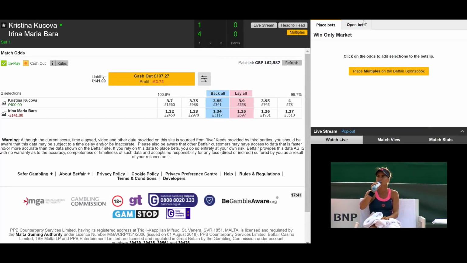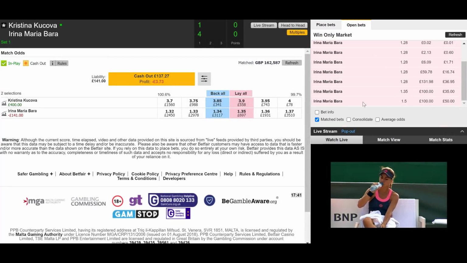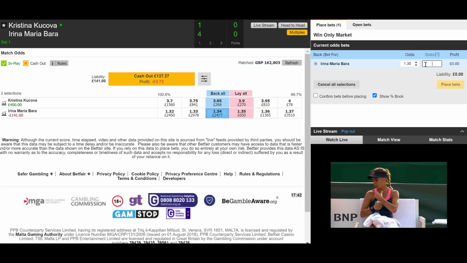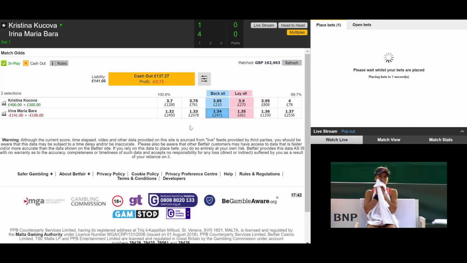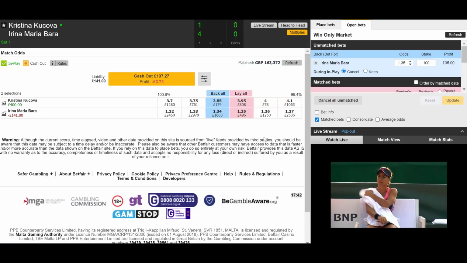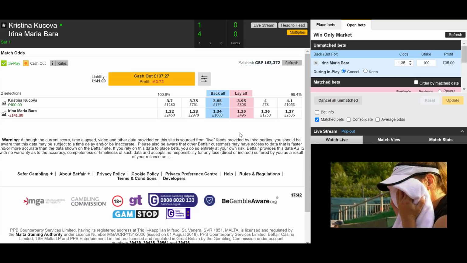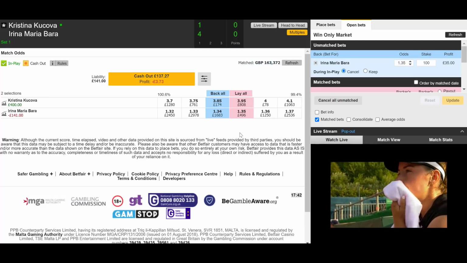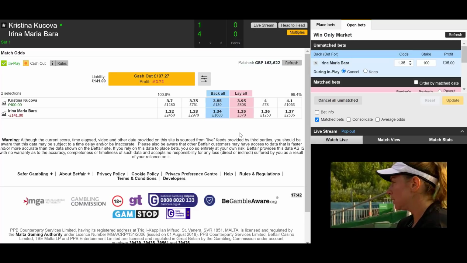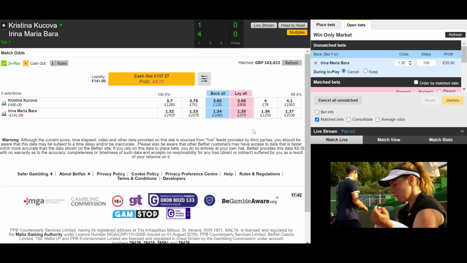Okay, so Kukova's finally got on the scoreboard. Remember, we laid Maria here at 1.5, 1.35 and 1.28. So let's try and get matched here at 1.35 to just start to try and ease off this liability and get the liability down as low as we can. We're already in a bad position as it is, so currently our priority is to probably look to minimize our potential loss before we can even think about getting a profit.